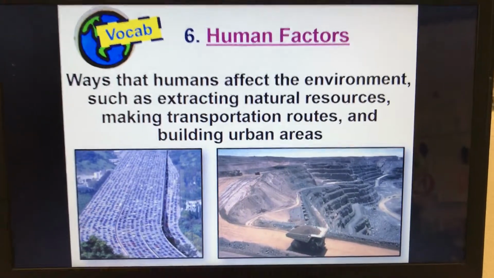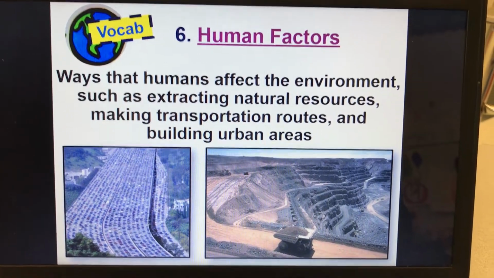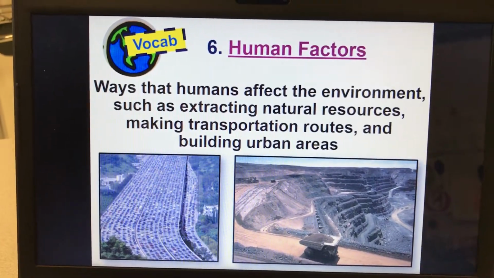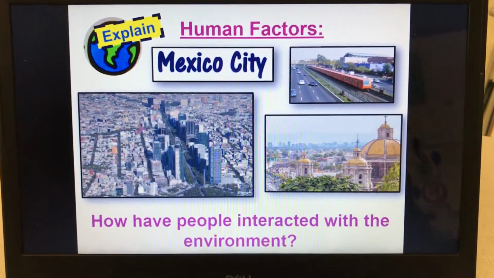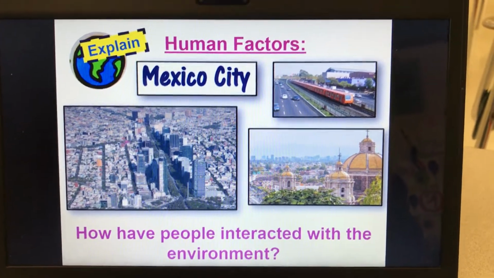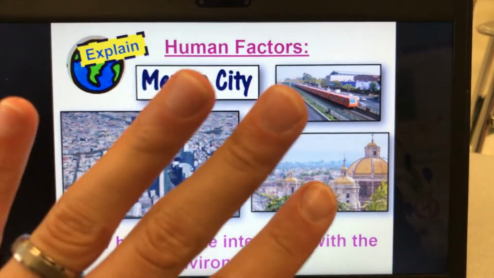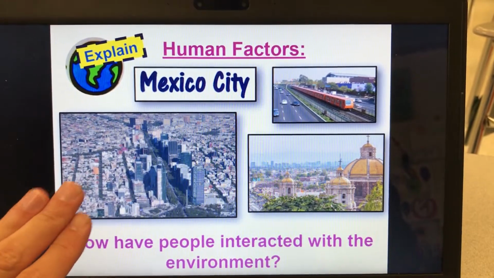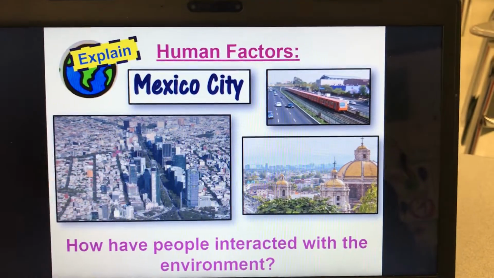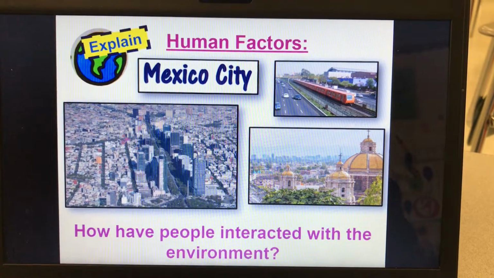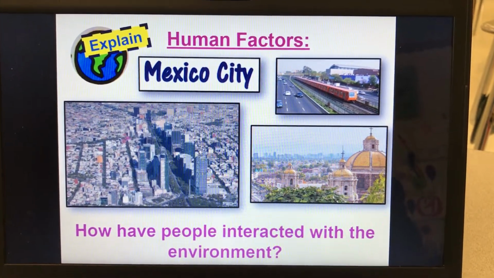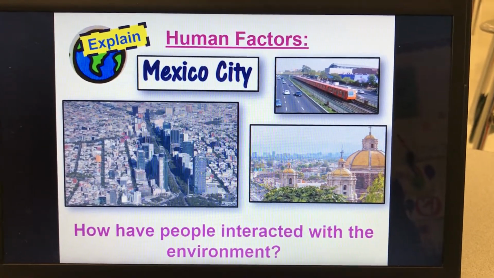But human factors are ways that we affect the environment by doing things to it. So if you look here at Mexico City, which used to be a place of tropical rainforests and environments, you can see all urban areas. We have lots of skyscrapers and buildings, we have subways, we have temples and things like that. So people have interacted with this environment and pretty much destroyed it and made it for human life.